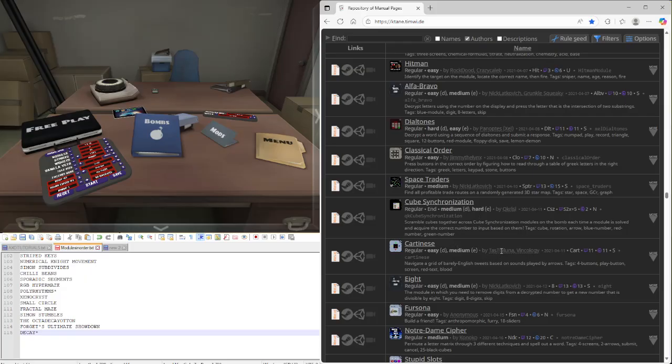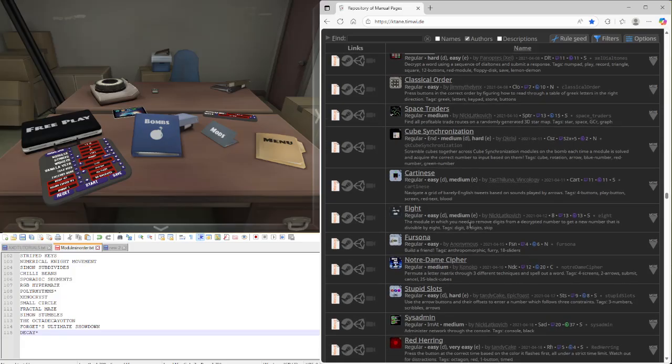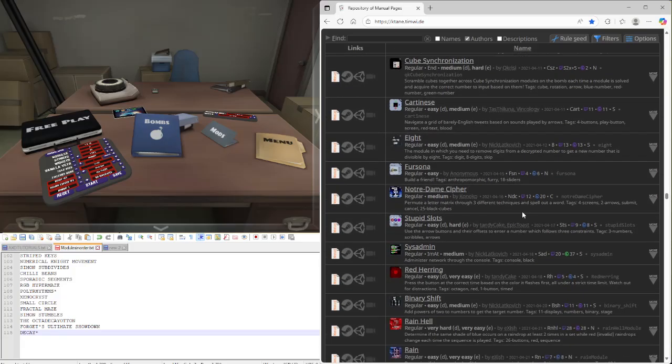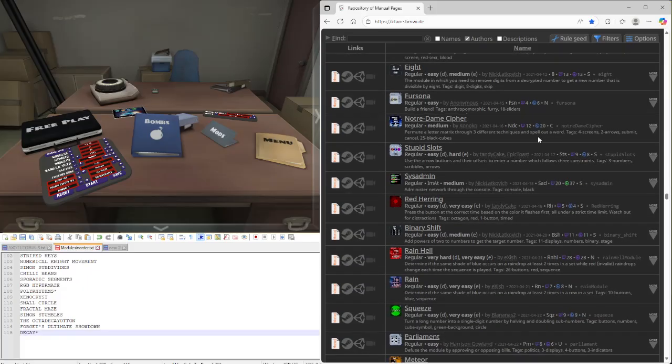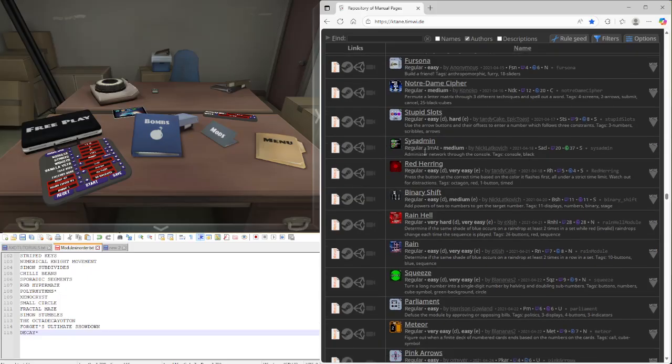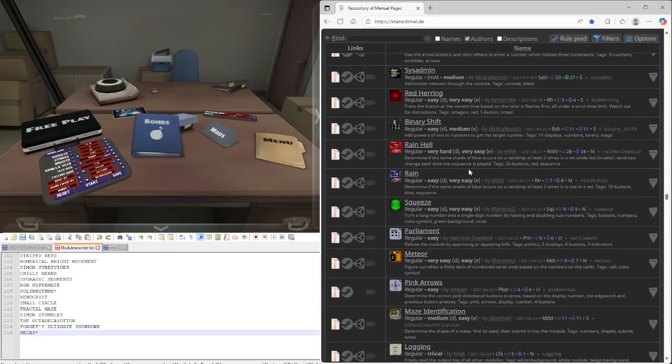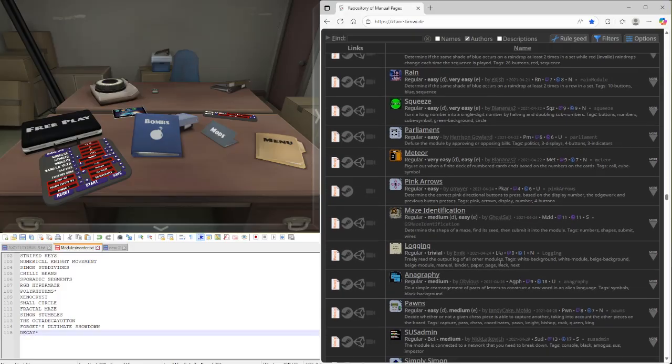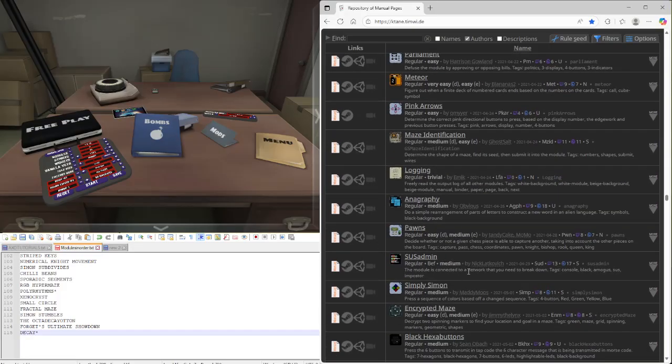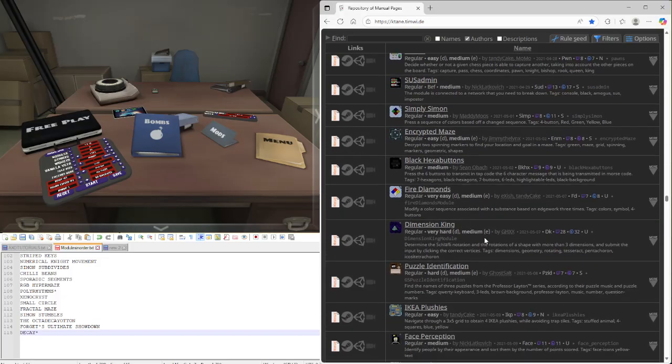Space Traders, KTaNEs, QSync, 8 being one of the tutorials that really screwed with me. Sysadmin I'm not scared about. Brain Helm, of course, scared about. And that's the end of the next grouping. But the next one after that then will be, of course, Sysadmin. And then stuff like Dimension King is going to be a horrible one as well.